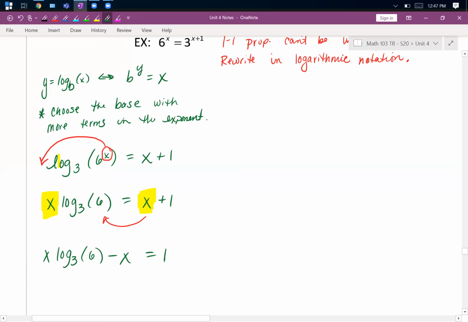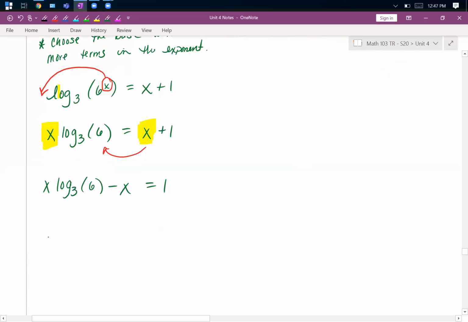You'll notice we now have a common factor of x on the left side. So we can factor an x out, leaving us with log base 3 of 6 minus 1 equal to 1. And now the variable that we want to solve for, the x, only shows up a single time. And we can isolate that one and only x by dividing both sides by that stuff in the bracket.